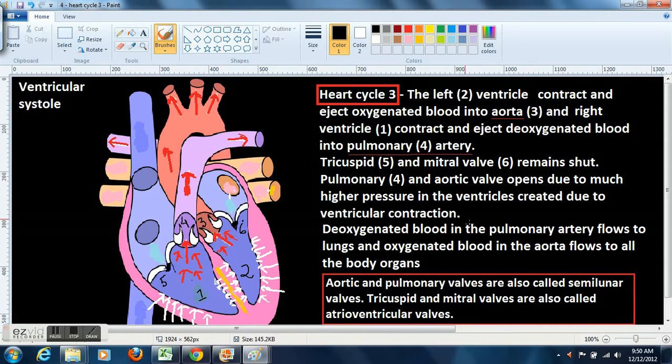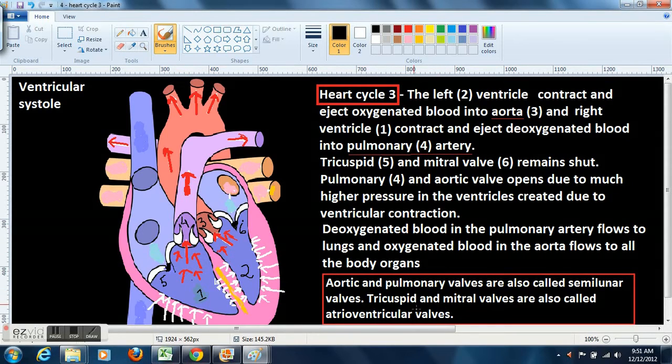So remember one more thing, aortic and pulmonary valves are also called semilunar valves. So that is another term. If they ask what is a semilunar valve, you can say aortic and pulmonary valves are also called semilunar valves. Similarly, tricuspid and mitral valves are also called atrioventricular valves because they are at the junction of atrium and ventricle. So there are two new terms, semilunar valve and atrioventricular valve.